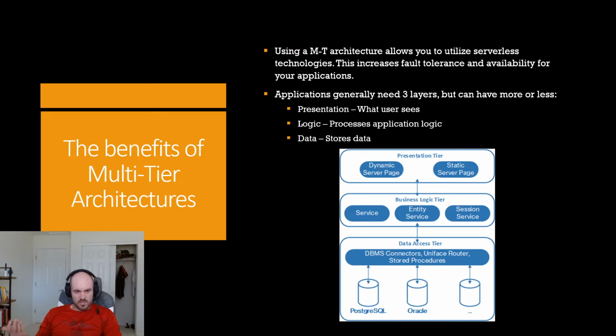So there's, of course, multiple benefits to multi-tier architectures. But when you use multi-tier architectures, you can potentially utilize serverless technologies. And this is going to increase your fault tolerance and availability for your applications. Generally, your applications are going to need 3 layers. The presentation layer is what your end user is going to see, like maybe on their phone or their computer. Then logic is what processes application logic, maybe what handles authentication and user requests. And then your data tier is what stores your data. It's going to have all your connectors, your routers, and everything data related.